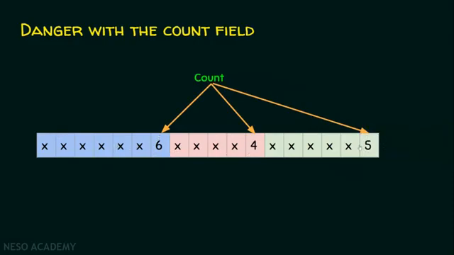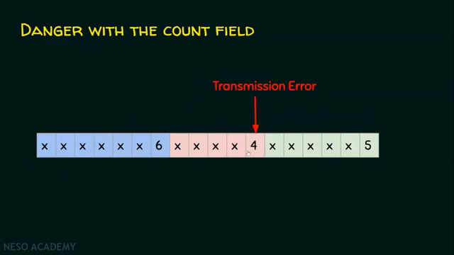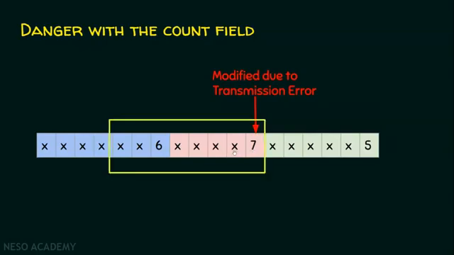The receiver first reads this count field and understands that the next 5 bytes belong to one frame. Then it reads this count field and understands that the next 4 bytes belong to this frame. Similarly, the next 6 bytes belong to this frame. Let's assume, unfortunately, the transmission error has affected this count field, and this 4 is getting modified as 7. Because of this modification, the receiver understands that this 7 means the next 7 bytes, that is 1, 2, 3, 4, 5, 6, 7, and these 7 bytes belong to this frame.